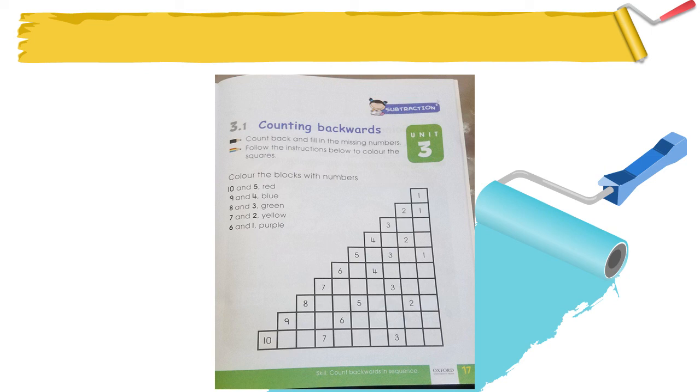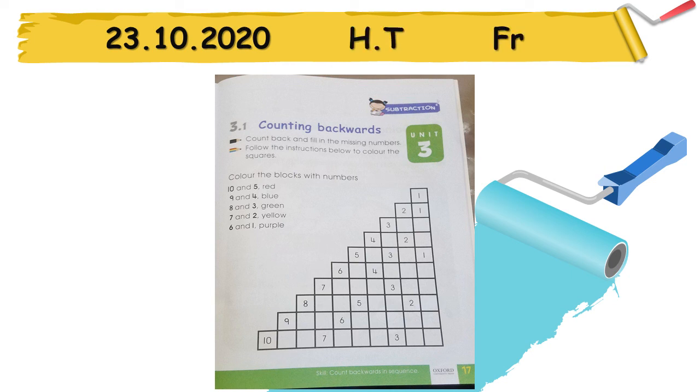Before doing this page, you are going to write the same date at the top of the page: 23.10.2020, space, and again space, and the day is Friday. You will write it at the top of the page, then come down to activity 3.1, and this is about counting backwards.